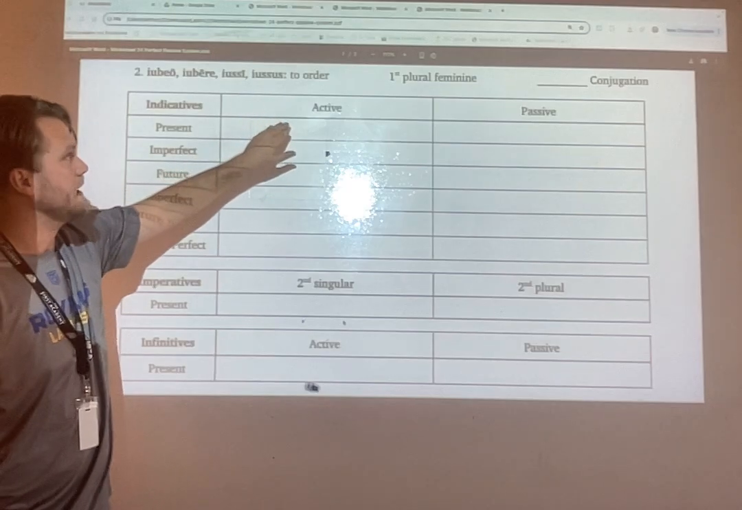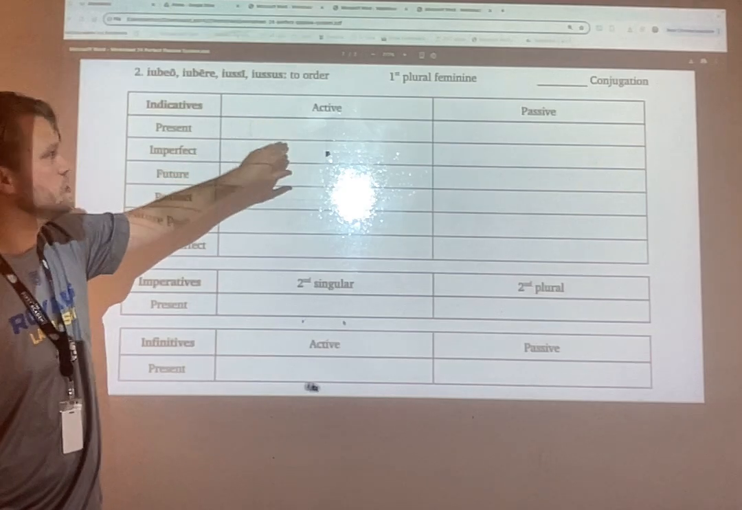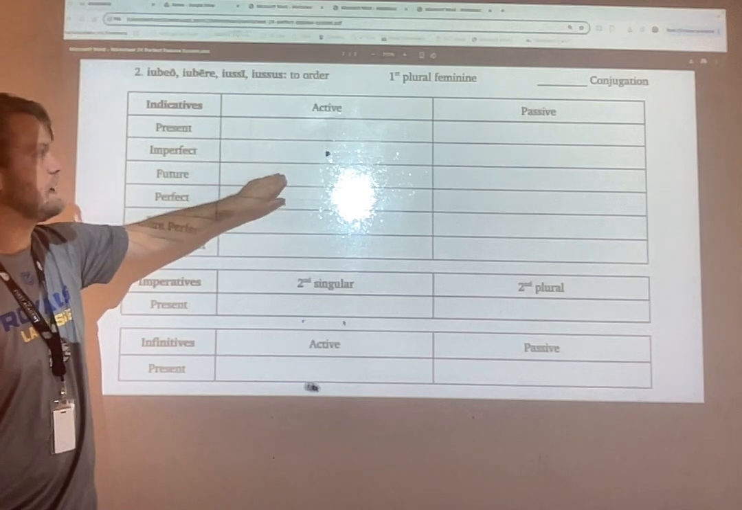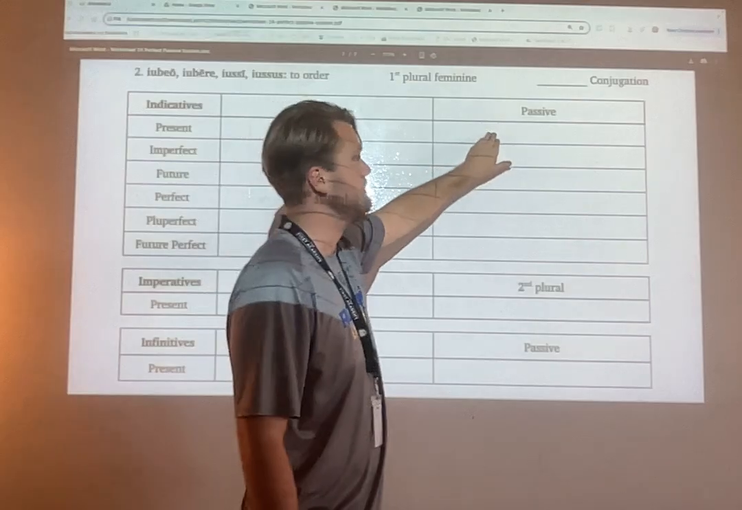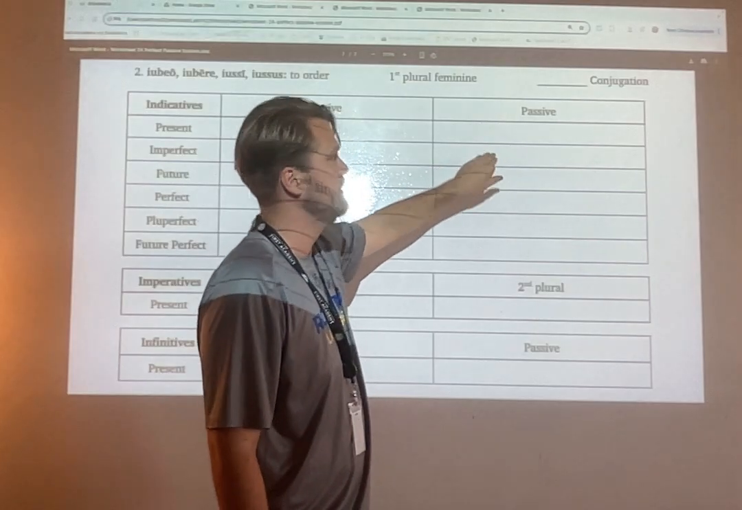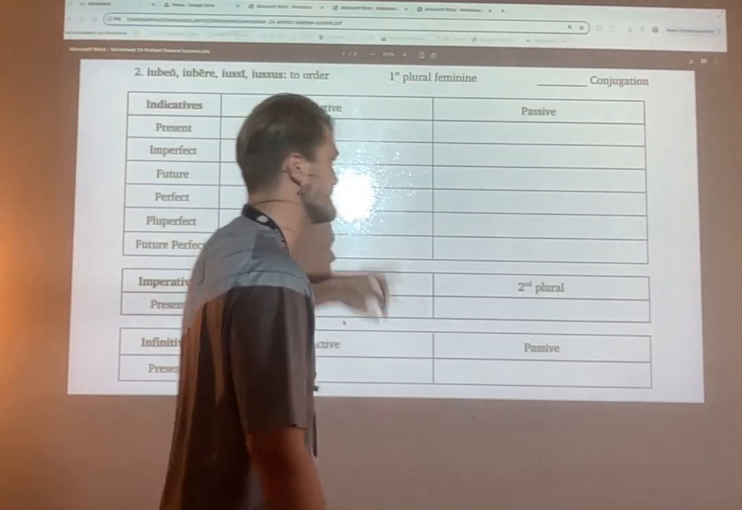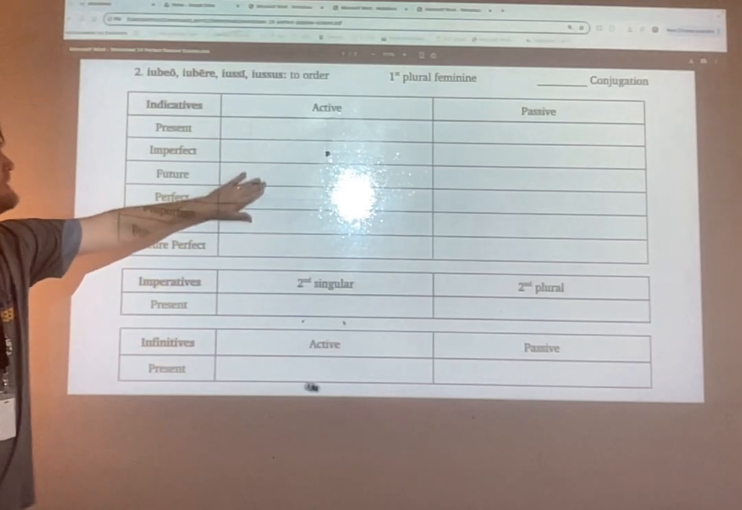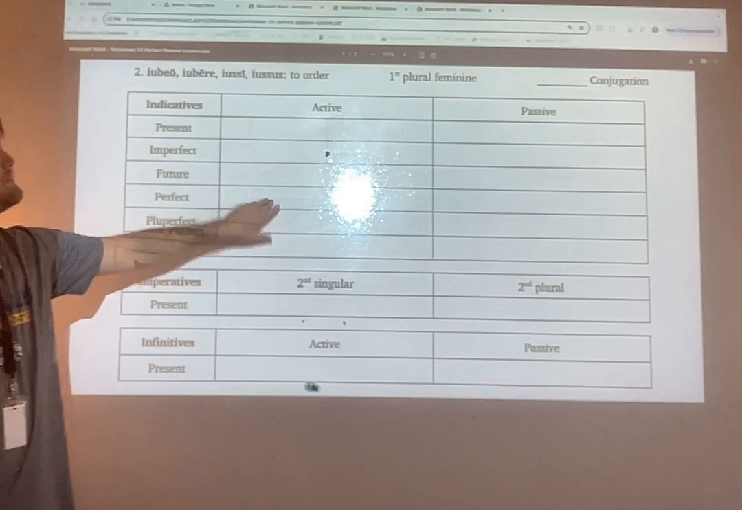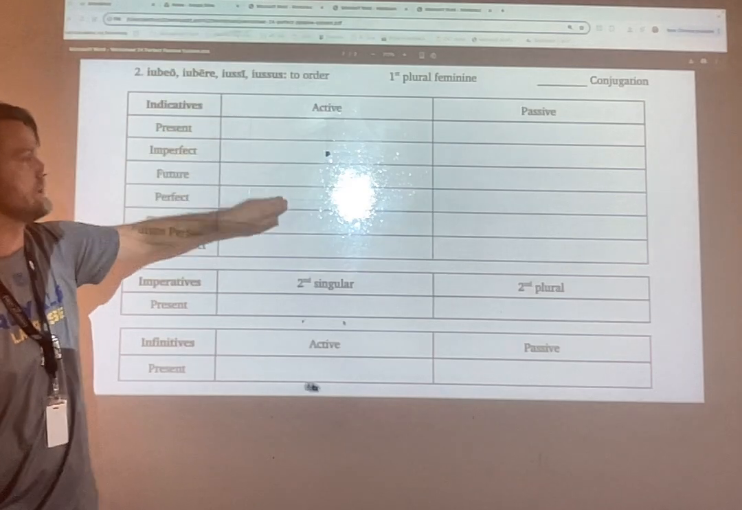This should be iubemus, iubebamus, iubebimus. Then for the passive, it should be iubemur, iubebamur, iubebimur. Because it's second conjugation, it can take the bo, bis, bit, bimus, bitis, bunt. Okay? Now we're into the perfect active. It should be the third principal part, iussi, with the i knocked off.